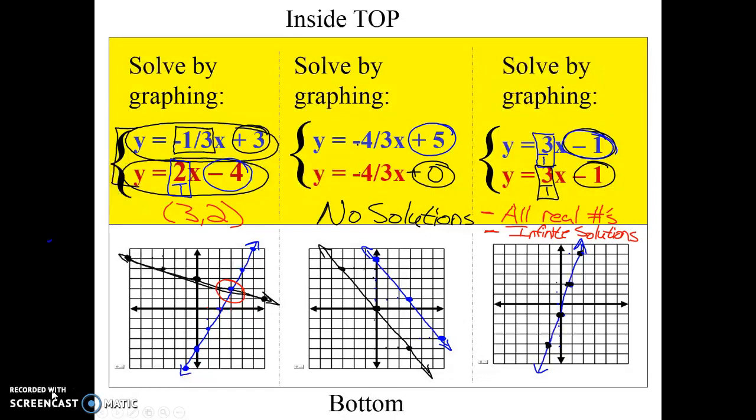Okay? So really there are 3 different types of graphs that you're going to see. You're going to see graphs that have one solution, which is the one you see here. You'll have graphs that have no solution, which are parallel, and then you're going to have graphs that are all real numbers or infinite solutions when it's the exact same line. Let's look at these examples a little bit closer.